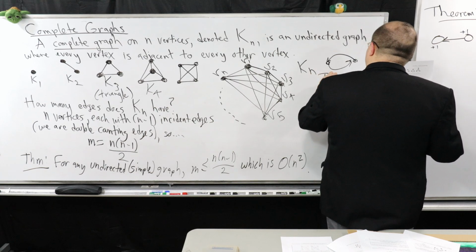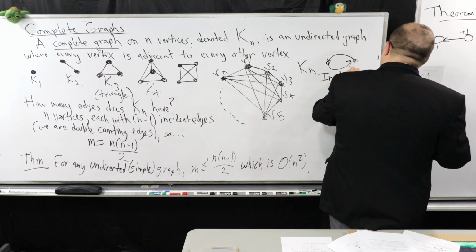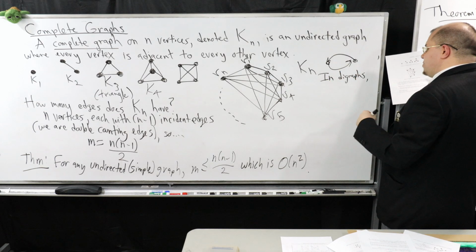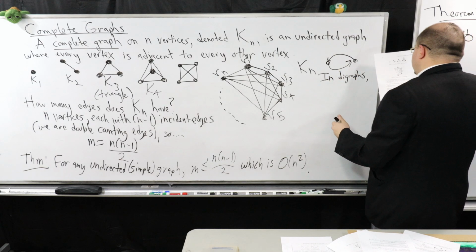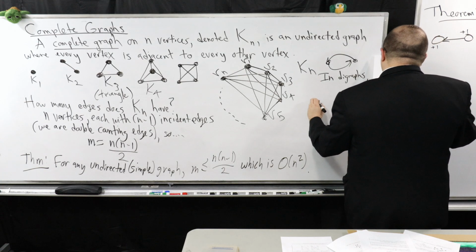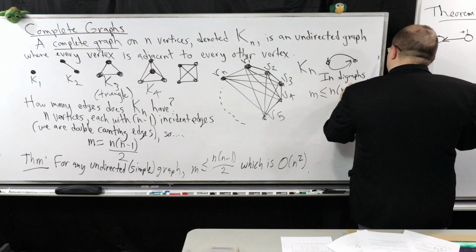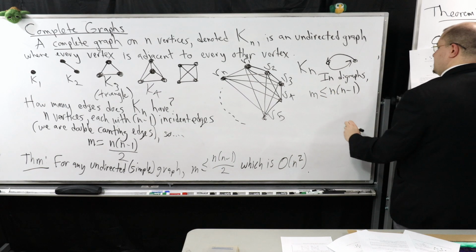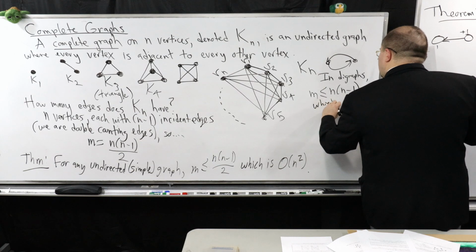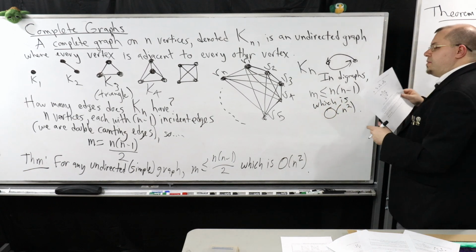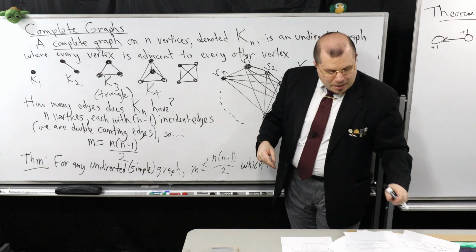It means simply that in digraphs, and remember, I'm making some assumptions about what kind of graphs we're talking about, we're not talking about multigraphs, m is less than or equal to n times n minus 1, which is big O of n squared. So just keep that in mind. These are two helpful bounds to be aware of.